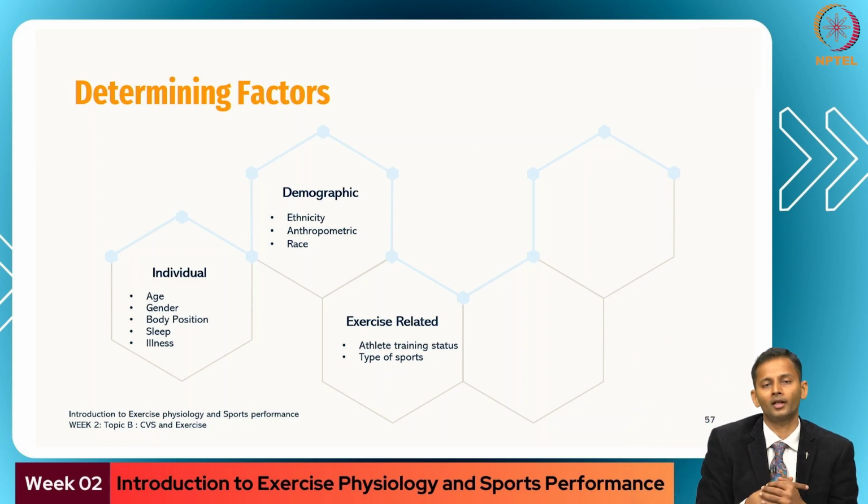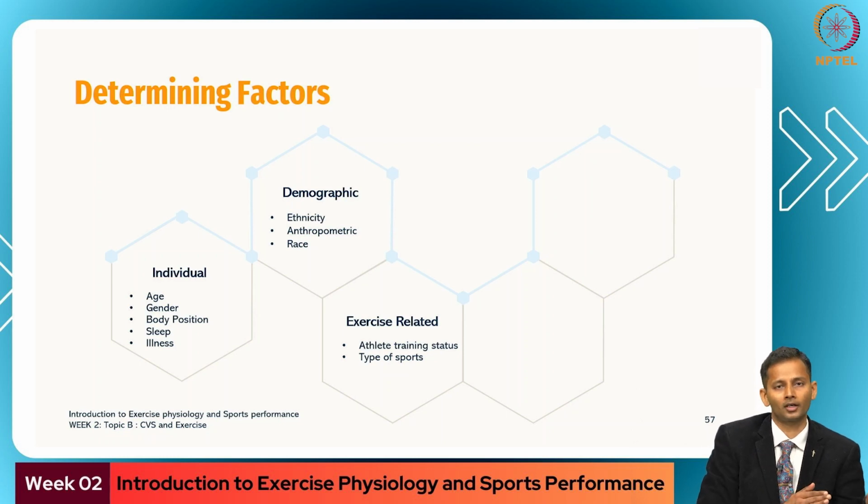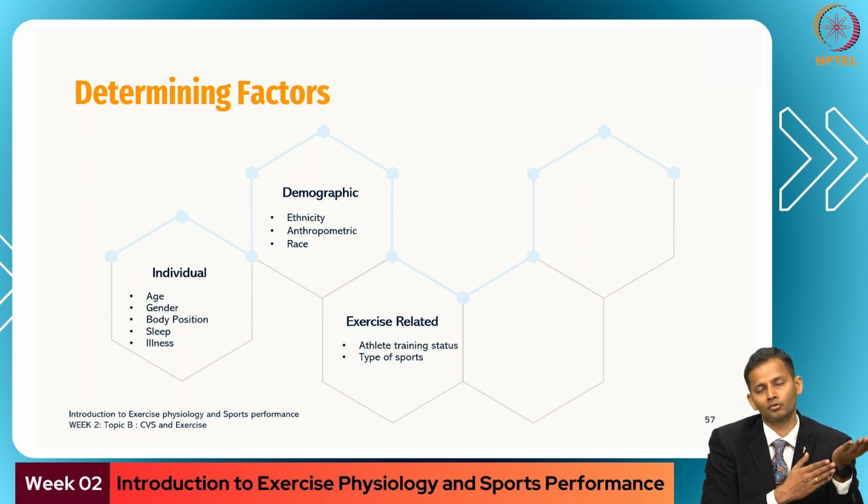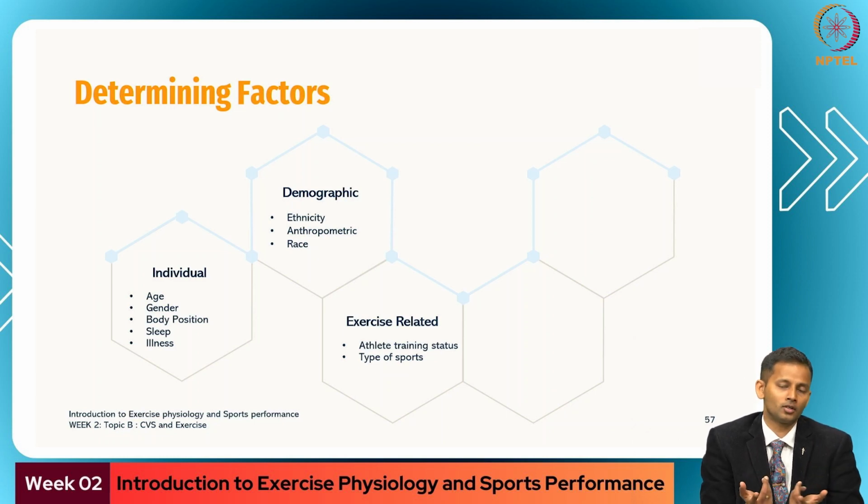So we saw an example earlier that after 10 weeks of a proper structured program, the resting heart rate reduced from 70 to 60. That reduction is because of the training status. Type of sport again produces a different kind of response. These cardiovascular responses will be different in different types of sports.